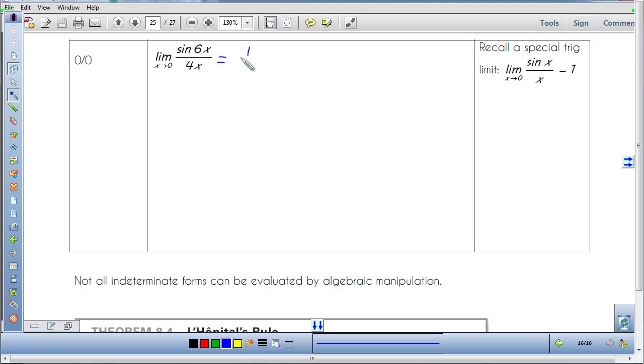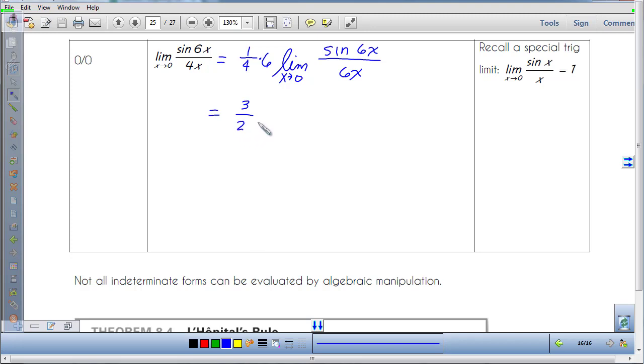I can rewrite this as 1/4. I'm just going to factor out the 4 from my denominator. Okay, and I'm going to write this as the limit as x approaches 0. Well, we've got sine 6x up top, and in order for this to work, we need 6x in the bottom. Well, I already have the x, but what I didn't have was the 6. So to compensate, we're going to multiply by 6 on the outside. So those would cancel each other out. Okay, so what we get is 6/4 or 3/2 times the limit of sine 6x over 6x. Well, according to the special trig limit that we have here, that's just 1. And so our final answer is 3/2.